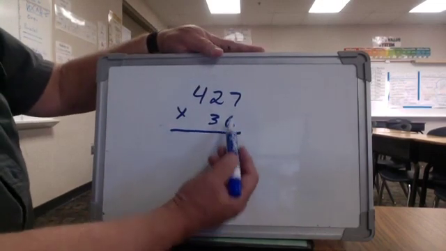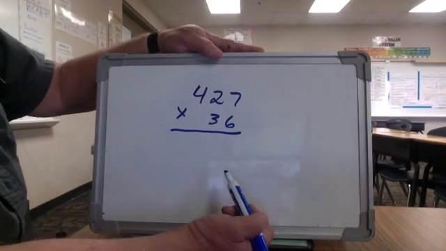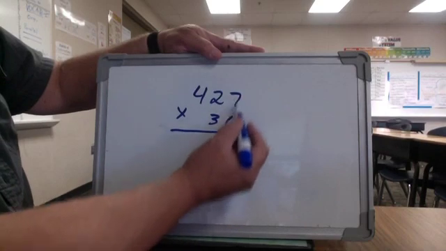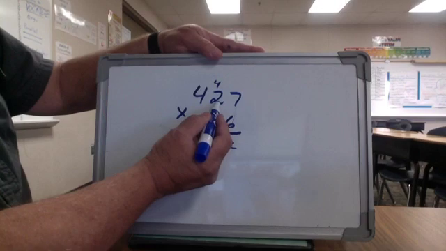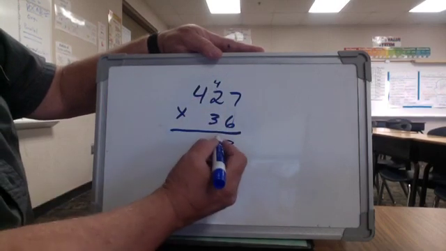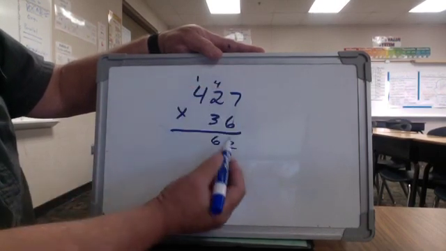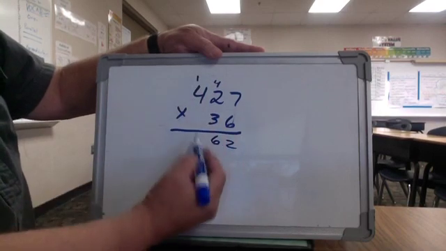Okay, same process again. We just have an extra digit on the top this time. 6 times 7, 42. 6 times 2 is 12. 12 plus 4 is 16. 6 times 4 is 24, plus 1 is 25.